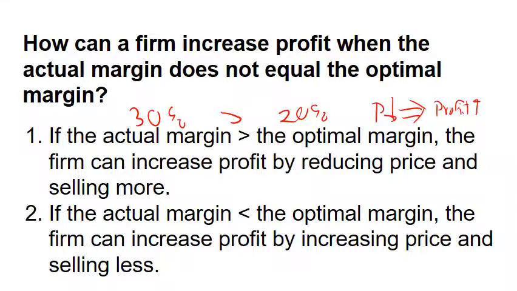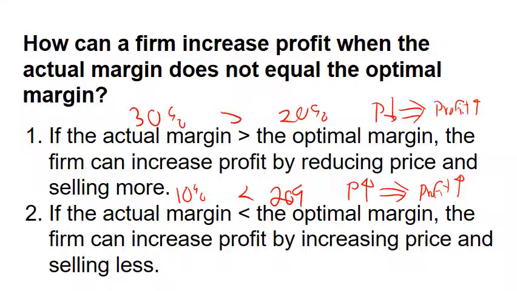On the other hand, if the actual margin was only 10% and the optimal was still 20%, well, now the actual is less than the optimal. In that case, you want to raise your margin. The way to raise your margin, again, is to increase your price. And here, an increase in price would make profit go up.